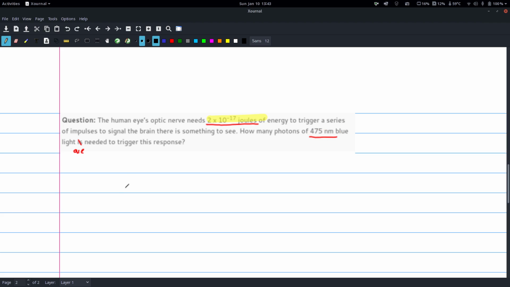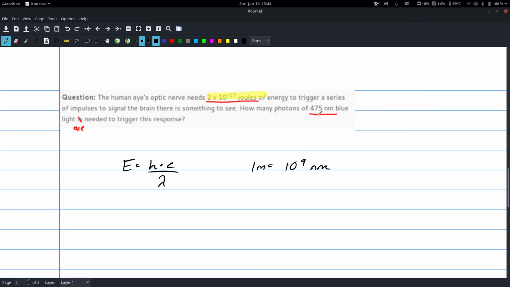So let's set up the problem. We have E equals hc over lambda, because we're already given 2 things. We just have the wavelength and it just needs to be in meters. So let me put the conversion factor: 1 meter equals 10 to the 9 nanometers. And anytime you have something in nanometers, you're going to end up with a number between 1 and 10 times 10 to the negative 7 meters.